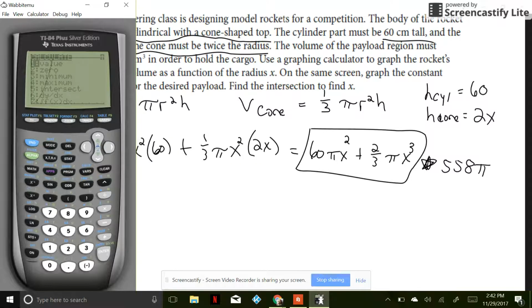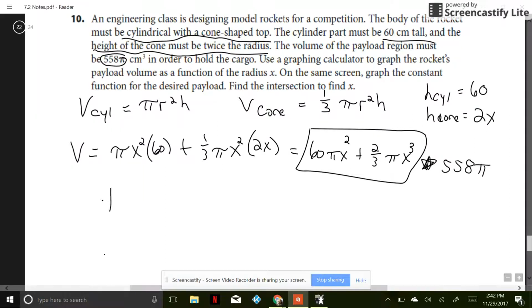So if I hit second trace, number 5 is the intersect button. Is this my first curve? Yes, it is. Is this my second curve? Yes, it is. I'm making a guess. Where are they going to intersect? Well, the intersection there is at 3. So the intersection is at 3, and then about 1753.